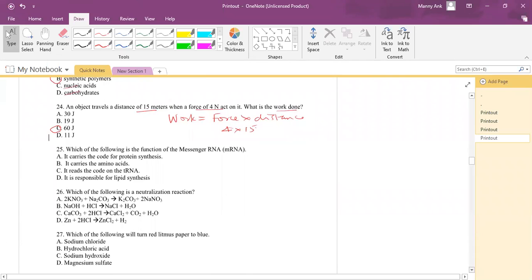25. Which of the following is a function of the messenger RNA? Messenger RNA contains a code. Messenger, message. So the code for protein synthesis should be your answer. Remember tRNA doesn't read the code, it transfers. It's called transfer RNA. So this one transfers, it brings in the amino acid. tRNA transfers amino acid.